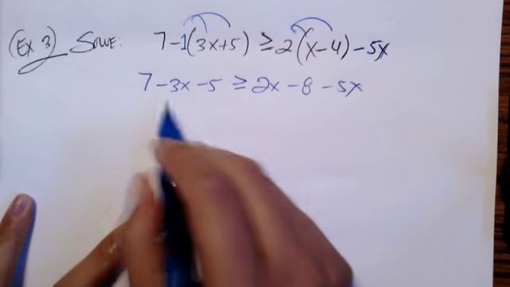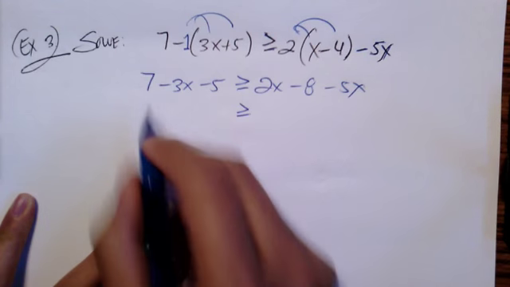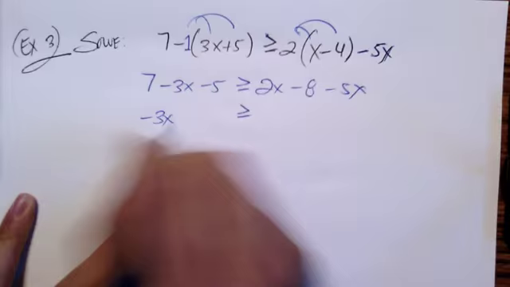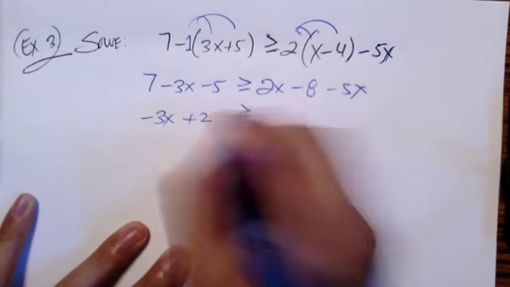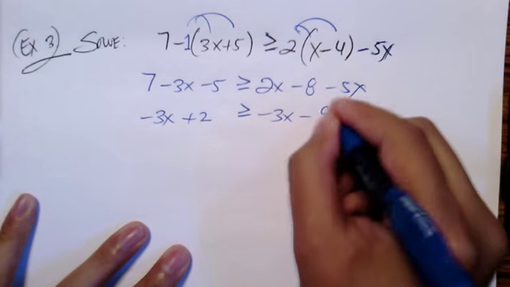Okay. Now, we got to gather our evidence. That's what I was saying in the other video, right? We got to combine like terms. You got 7 and you have a negative 5, okay? So negative 3x slides out to the side. 7 minus 5 is going to be plus 2. Then you have 2x and minus 5x, so it's going to be minus 3x minus 8. Okay, so we're getting close.